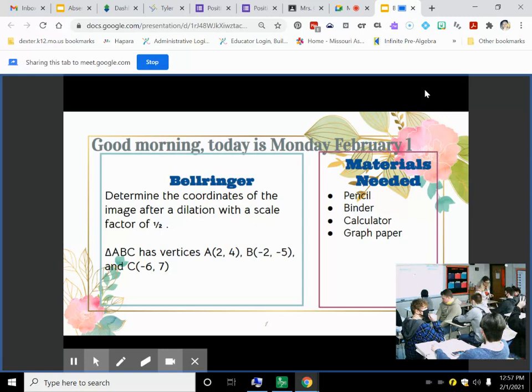Alright, number 11 has the bell ringer today. You can go ahead and work it out on the board.